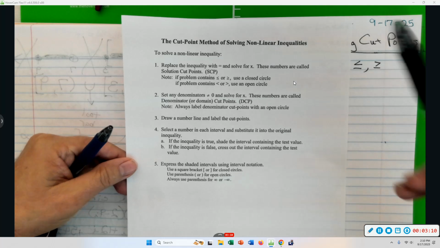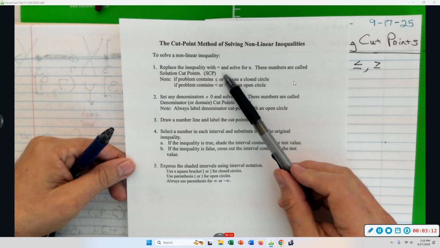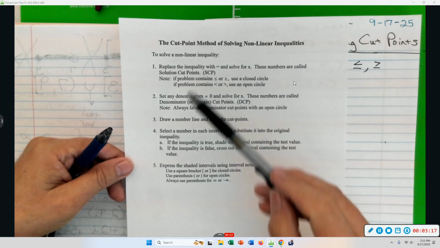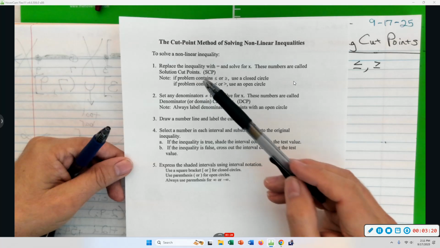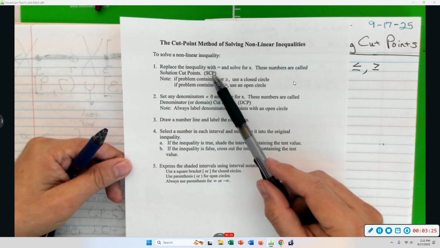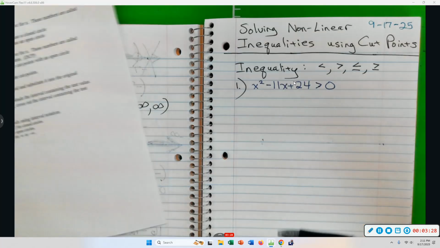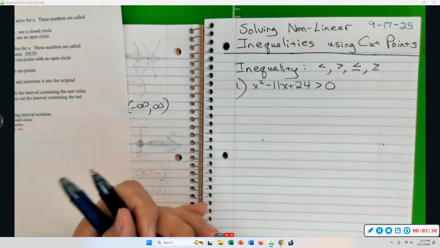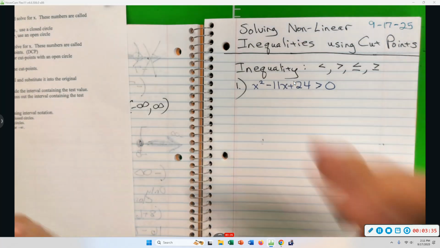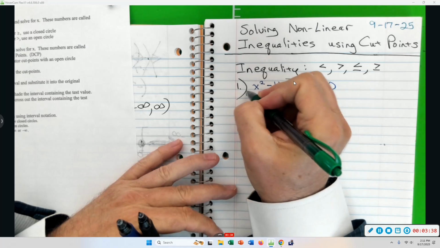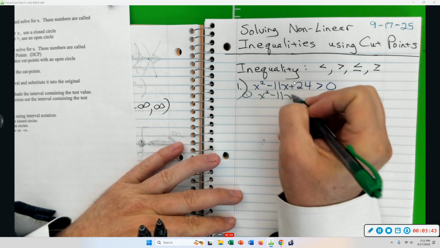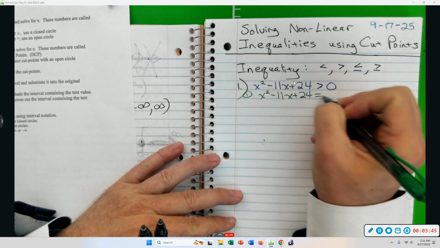Okay. The first step. Replace the inequality with an equal to and solve for x. The numbers we get here are called solution cut points because they're solutions to the equation. I'm going to abbreviate solution cut points with the letters SCP. I'll number the steps here, since this is the first one we've done. This is step 1. Set x squared minus 11x plus 24 equal to 0.